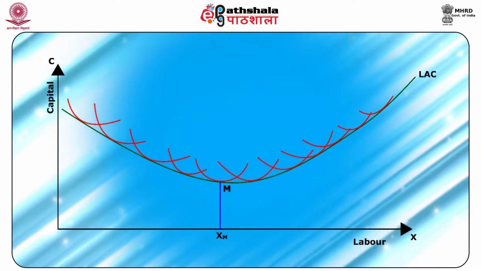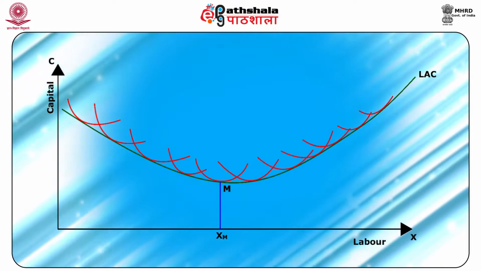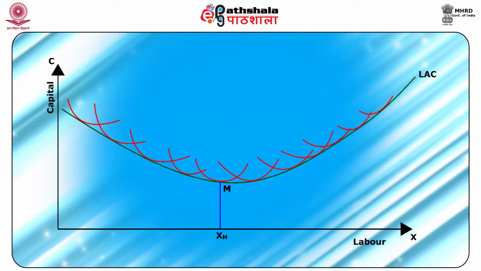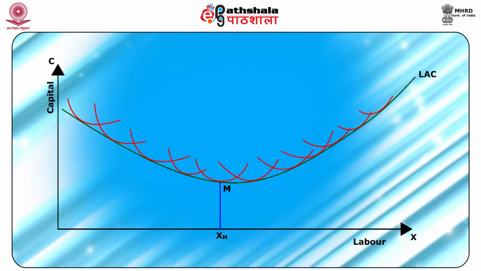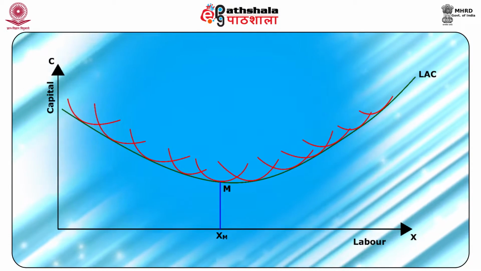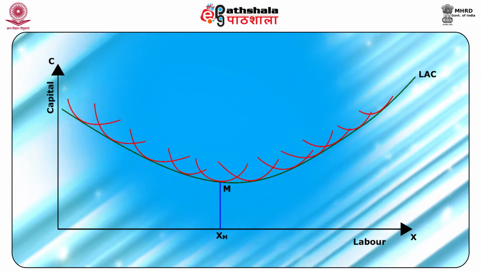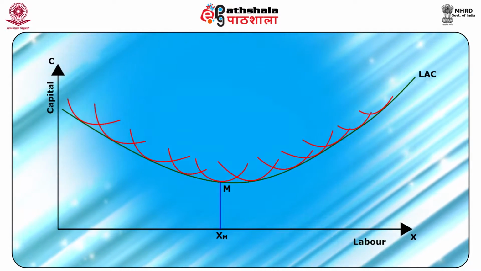On the LAC curve, each point shows the least unit cost for producing the corresponding level of output. Any point above the LAC curve shows the higher cost of producing the corresponding level of output. Any point below the LAC curve is desirable because it shows the lower unit cost, but it is not achievable with the current state of technology and the prevailing prices of the factors of production.